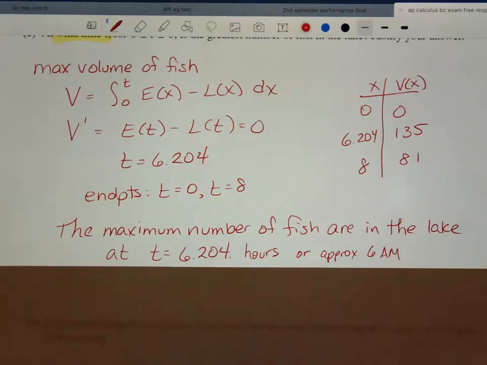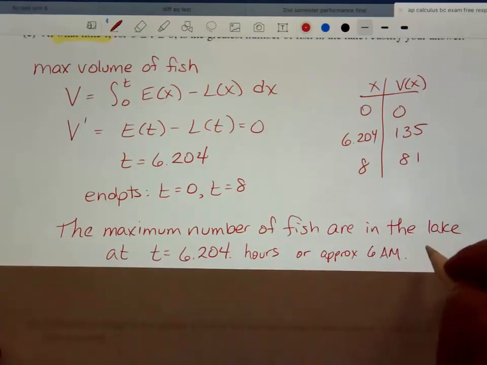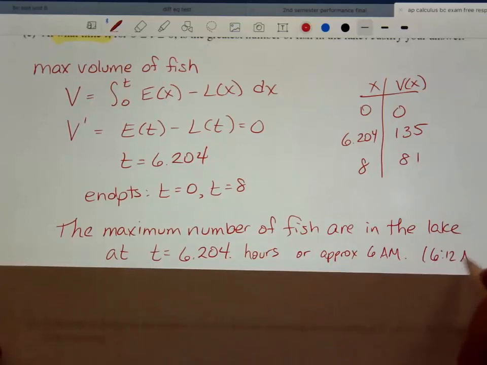Now, I don't know how picky they're going to be on the AP test, because usually when they say at what time, they will actually want a time of day. So 0.2 hours into an hour, 1/5 of 60 is, I'm doing this on the fly, 12 minutes. So it's probably 6:12 a.m. if you wanted to be picky about it. Like I said, I don't know if they want 6:12 a.m. or if they want 6.204. I don't know how they're going to grade that at this point. If you went all the way and found 6:12 a.m., good for you.